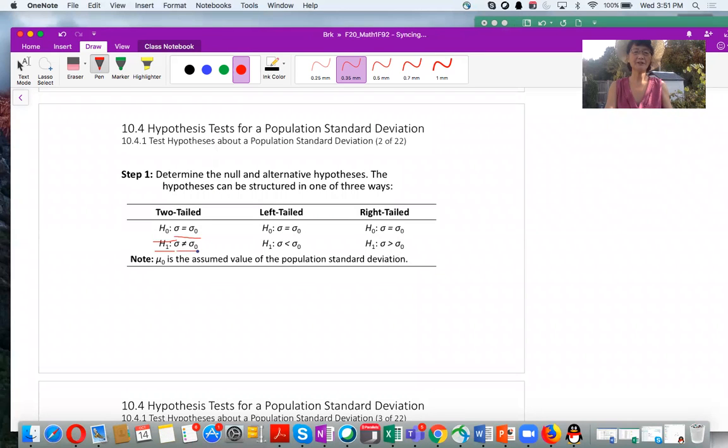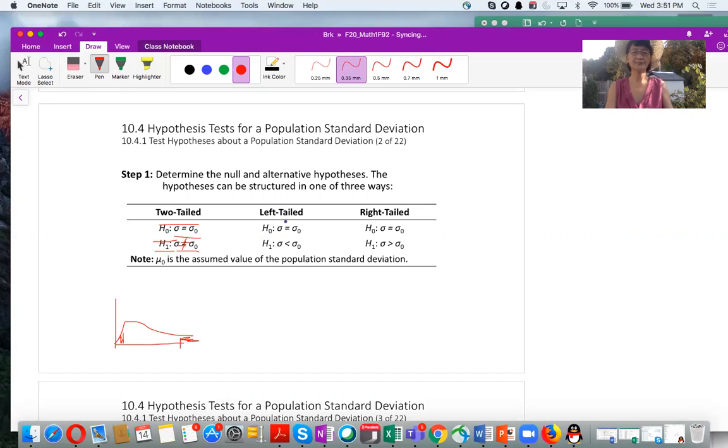Alternative hypothesis, H1, sigma not equal to a hypothesized number. For example, sigma not equal to 2 or sigma not equal to 3.5. And if H1 has a not equal sign, it is a two-tailed test. And when you have a two-tailed test, remember this is chi-square distribution. So two-tailed test looks like this. You have two tails. One tail is here, and the other tail is here.